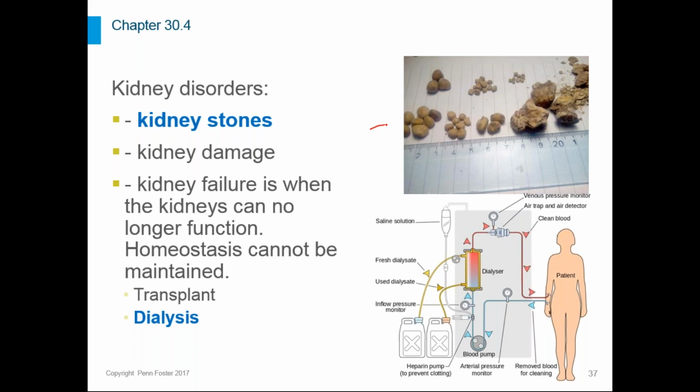So there's two options for that. A kidney transplant, where they get a working kidney from someone else and put it into the body, or dialysis, which is a process in which the blood is pumped out of the body, pumped through a filtration machine that does the job of the kidney, and then pumped back into the body. So it can skip the kidney and go out of the body and be filtered.